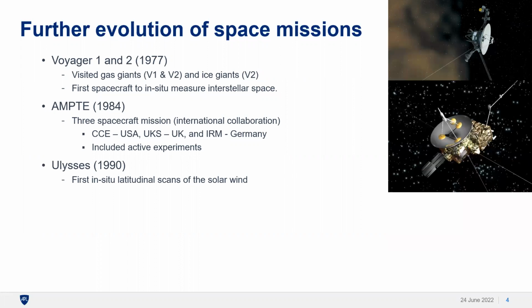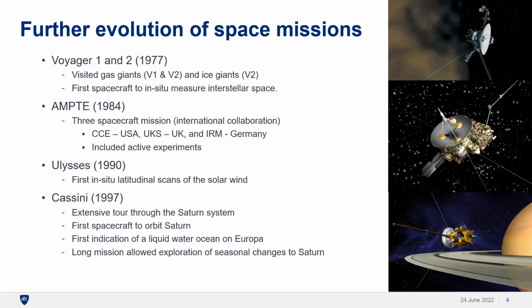After that, in the 90s, we had Ulysses. And this was a really exciting mission because it actually used a Jupiter flyby to get out of the ecliptic plane that all the planets are in and actually do these latitudinal scans of the solar wind and really kind of end up having some paradigm shifting knowledge of, throughout the solar cycle, how the sun is structured and how that imprints itself on the more global heliosphere.